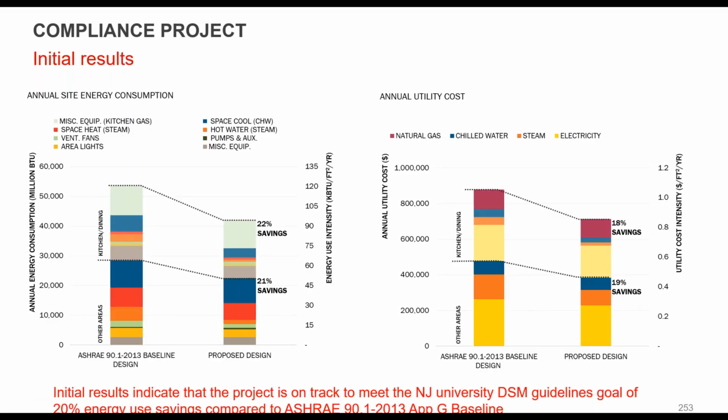So if we start to look at initial results, annual site energy consumption is on the left, our baseline and our proposed design. We're looking at 21% savings for the building there. That's energy. If you look on the right, it's utility costs, so a little bit less savings for that, but we're still getting energy savings versus the baseline design.